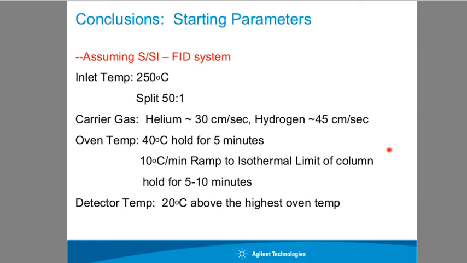Again, this is here for your reference. And this is true not just for the DB5 column we're using in this illustration, but basically for anything: a mild oven ramp to the isothermal limit of the column. Start midway with your velocities. If you're using helium, 30 centimeters per second; hydrogen, 45. I didn't include nitrogen, but if you're using nitrogen, probably 16 to 20 would be appropriate. So again, these are your guidelines, if you will, for starting parameters for getting a method going.